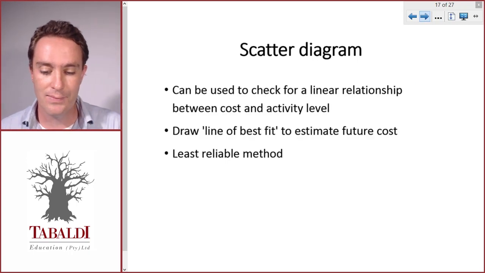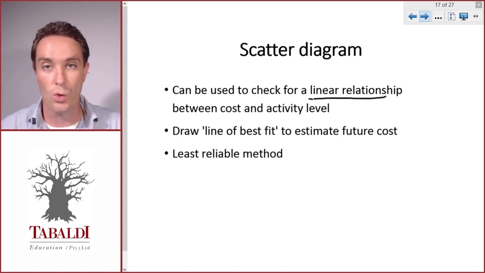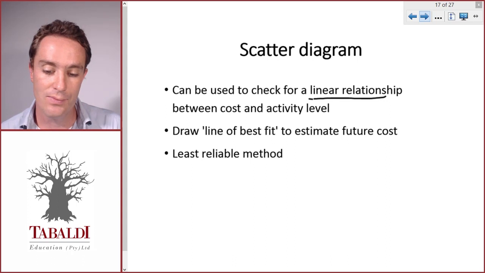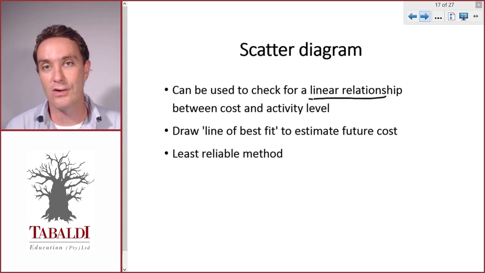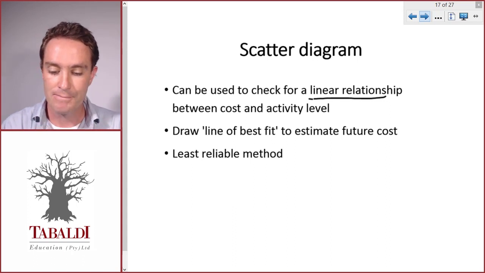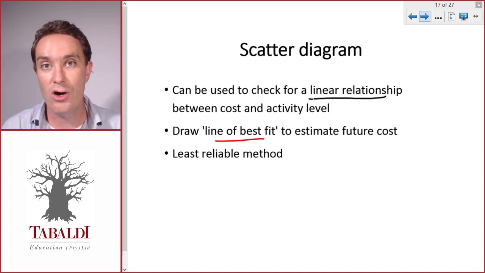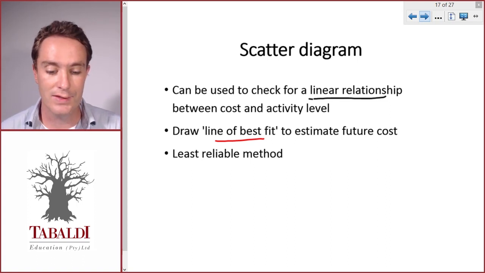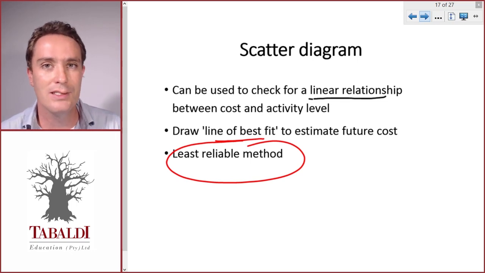Now, the scatter diagram, as we saw here, can be used to check for a linear relationship. If the dots are all over the place, then the relationship is not that strong, like the case of the number of calls versus the cost. And if they do fall more or less in a straight line, then the relationship is stronger. Then we can draw the line of best fit through those points and read off the total cost, depending on the estimated activity level. And as I said, this is the least reliable method, but it's quick and easy to understand.